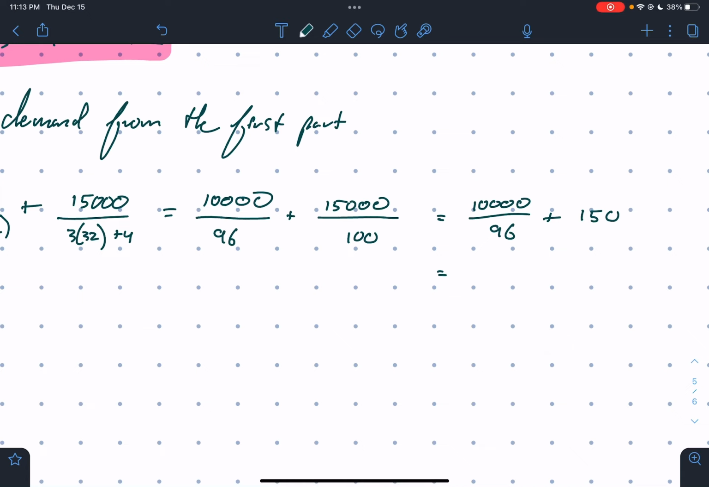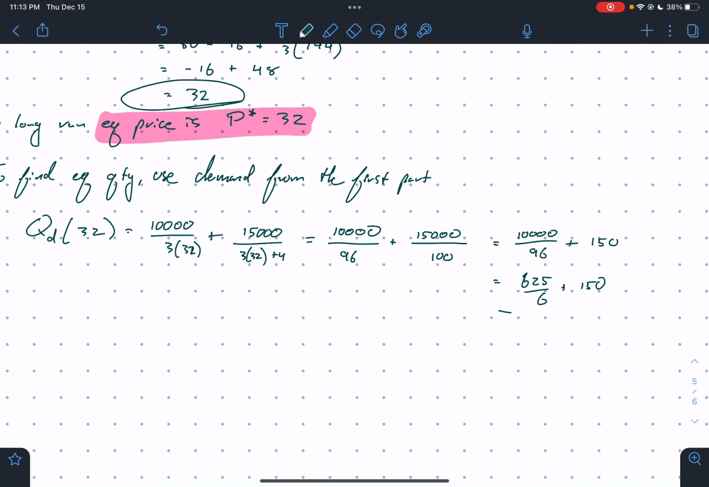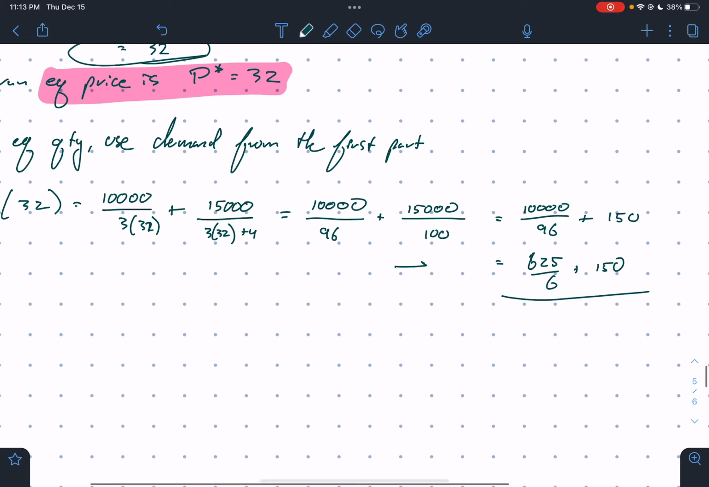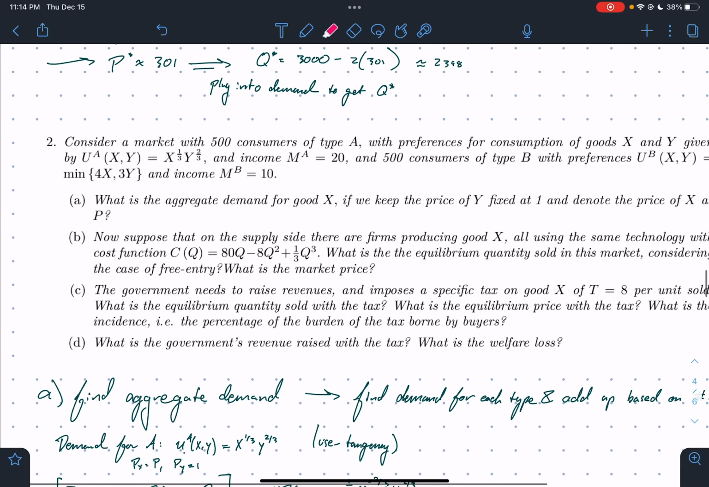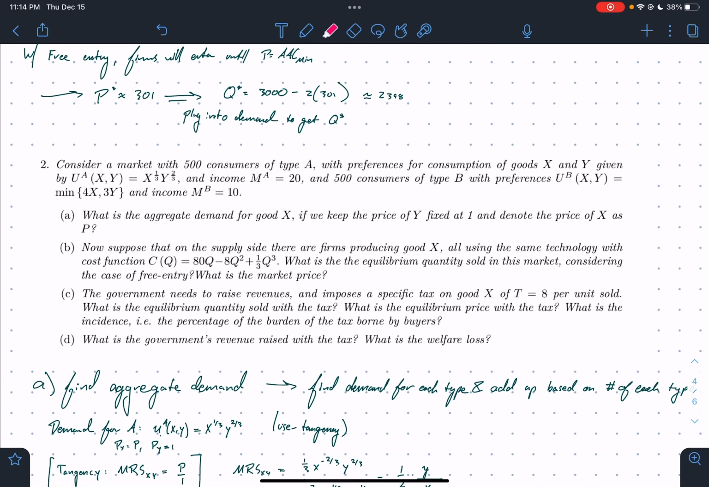You could simplify this. This becomes 625 over 6 plus 150. The idea is this is telling us the equilibrium quantity with free entry. All right, so I need to check if that was all that we needed to find. Yeah, so we found the quantity as well as the market price.